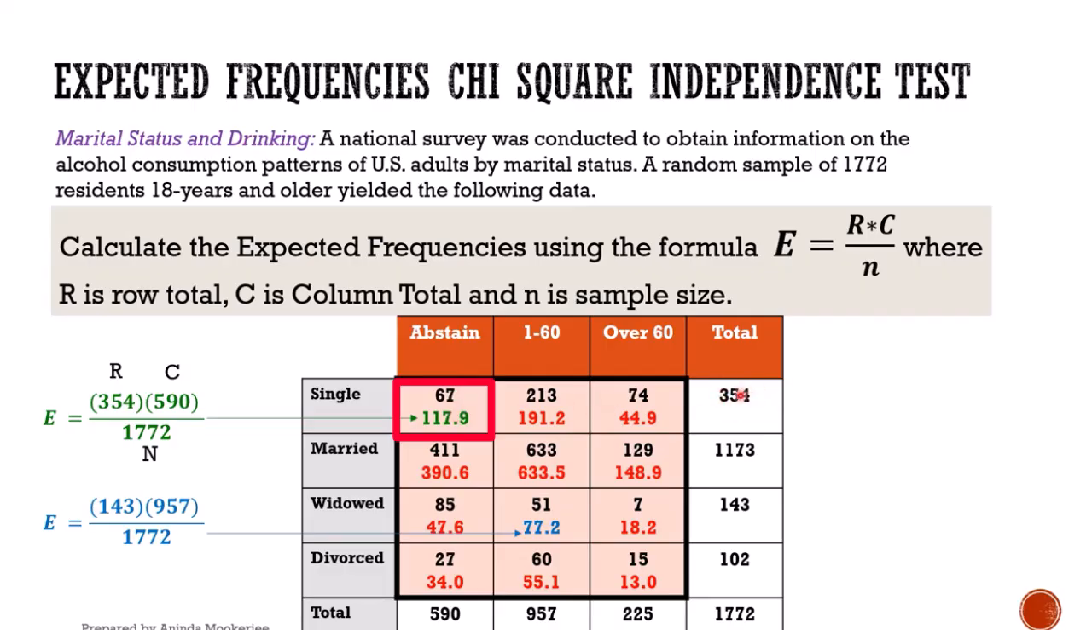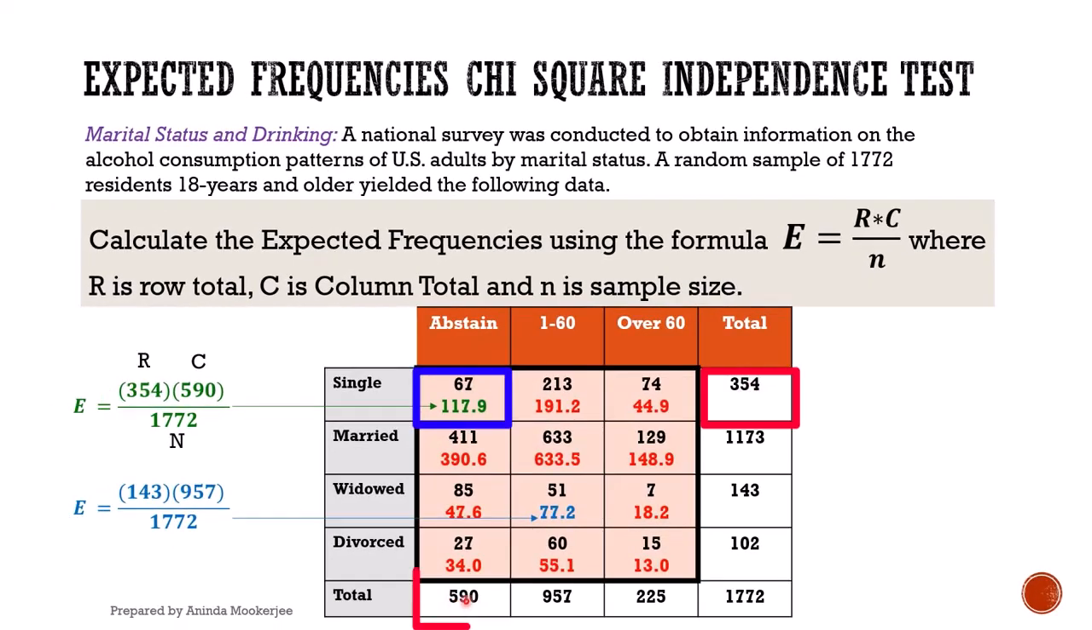You have to look at the row total, which is 354, and that's what we have here, multiplied by its column total, which is 590, divided by N, which is the total sample size, 1772. And you have to go through each of these cells one by one and find its corresponding expected frequency. So how did we get this 191.2? We went to this row total, which is 354, and multiplied 354 by its column total for that cell, which is 957, divided by 1772. So 354 times 957 divided by 1772 gives us 191.2, which is the expected frequency.